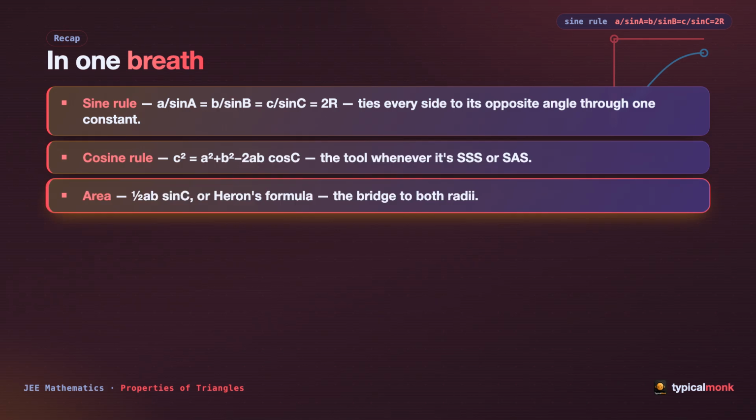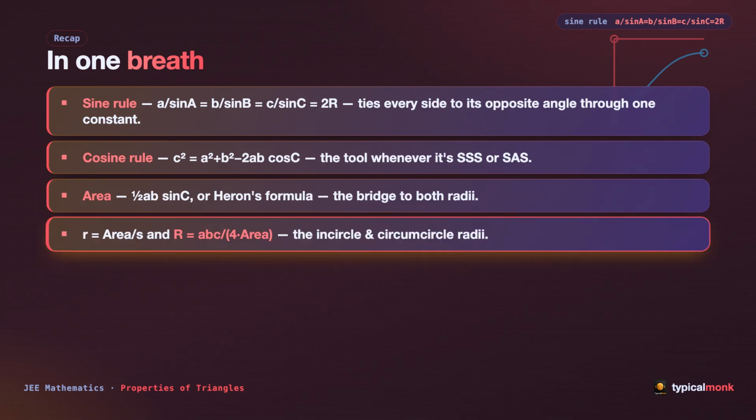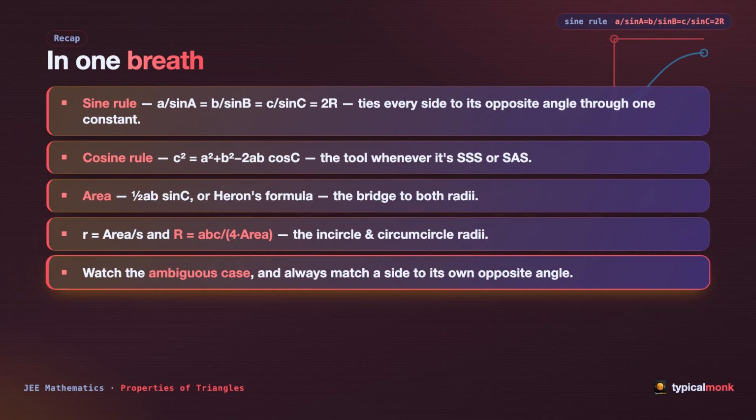The area, 1/2 ab sin C, or Heron's formula from the three sides alone, is the bridge to both radii ahead. r equals the area divided by s, and R equals abc divided by 4 times the area, the inradius and the circumradius, in one breath each. Watch the ambiguous case, and always match a side to its own opposite angle.